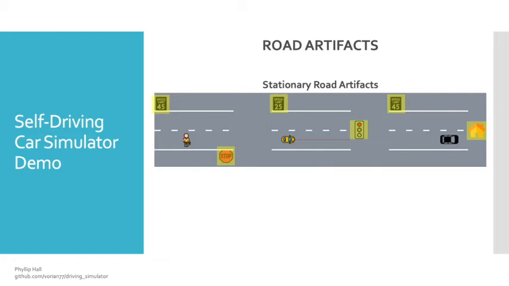The stationary road artifacts are speed limit signs, stop signs, traffic lights, and the destination indicator. These road artifacts help the car navigate roads. The moving road artifacts are pedestrians and slow-moving vehicles. These road artifacts share the road with the car and are objects the car must avoid colliding with. Next are examples of the virtual car classifying each of the road artifacts.